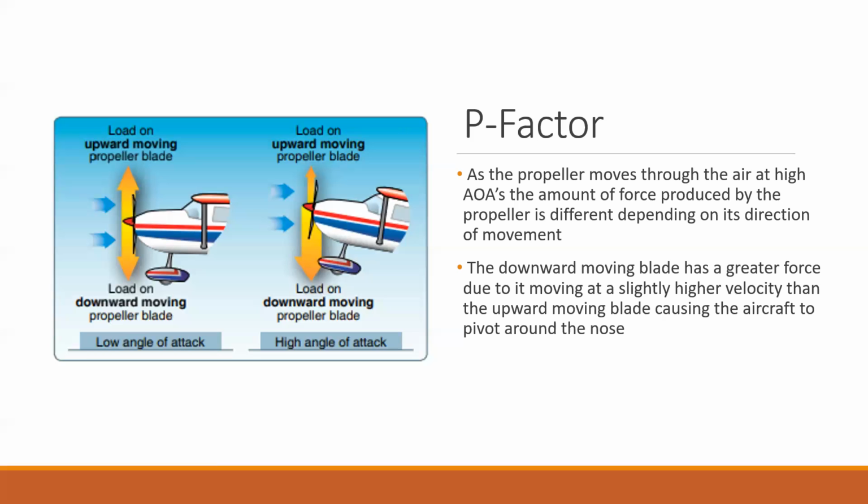And the propeller on the downward stroke is moving through air that has kind of already been passed through in a way. And so it moves at a slightly higher velocity. And so you end up with the propeller moving on the downward stroke creating a lot more force than the one on the upward stroke. And so you have this asymmetric loading, and you end up with a left turning tendency.